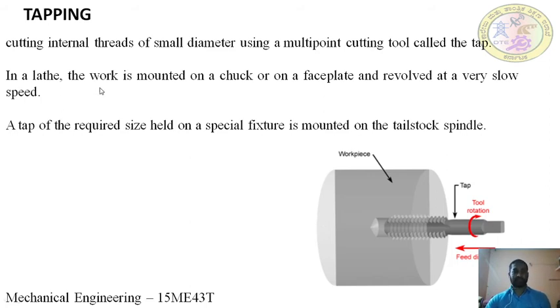In a lathe, the work is mounted on a chuck or a face plate and revolved at a very slow speed. The tap of required size is held in a special fixture or may be placed in the tail stock spindle, and it is rotated and is fed against the rotation of the workpiece towards the length of the workpiece.